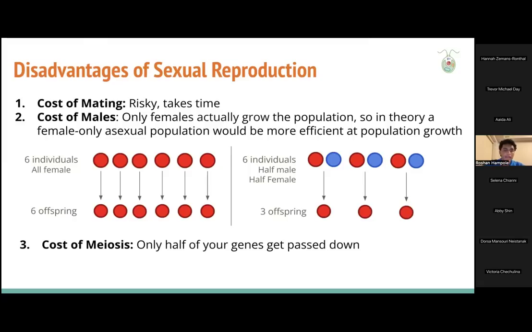Then last disadvantage is the cost of meiosis. So just in general, a big motive is that we want to survive and pass down our genes. But with sexual reproduction, you're making it so that you're only passing down half of your genes and the rest gets diluted by someone else's, which is why we say this is a disadvantage. Next slide.